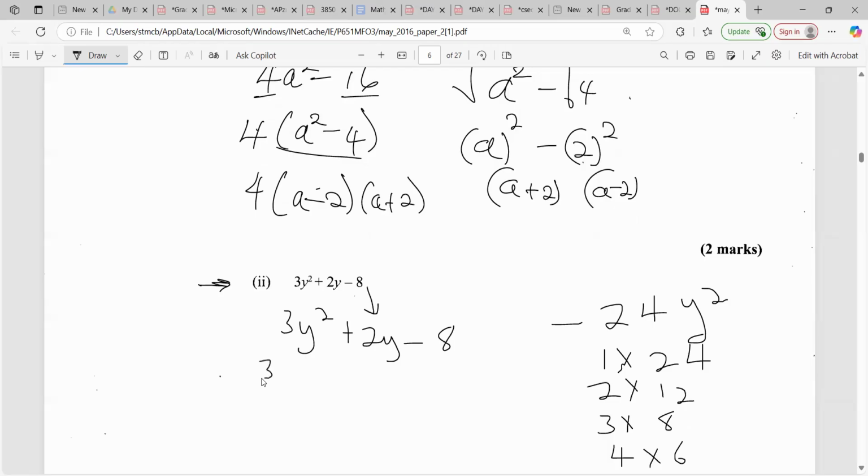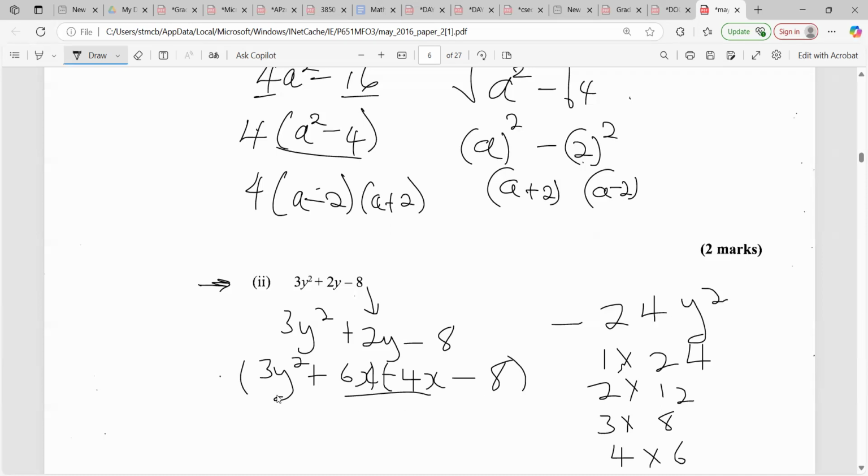So it will be 3y squared plus 6y minus 4y, because when we subtract, we get 2, and if we multiply, we get negative 24. So it's one positive and one negative. Alright? And we go for minus 8. And of course, we can just bracket them off now.